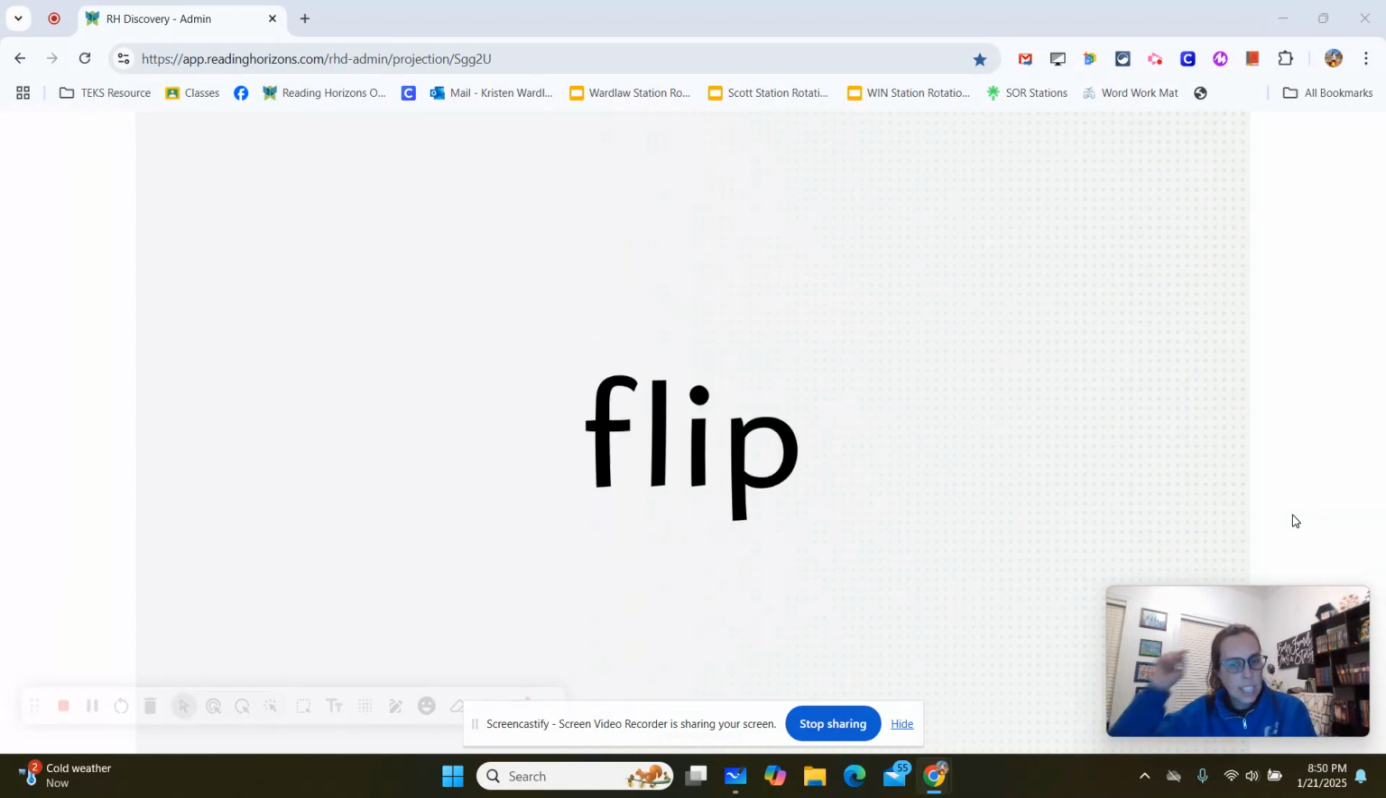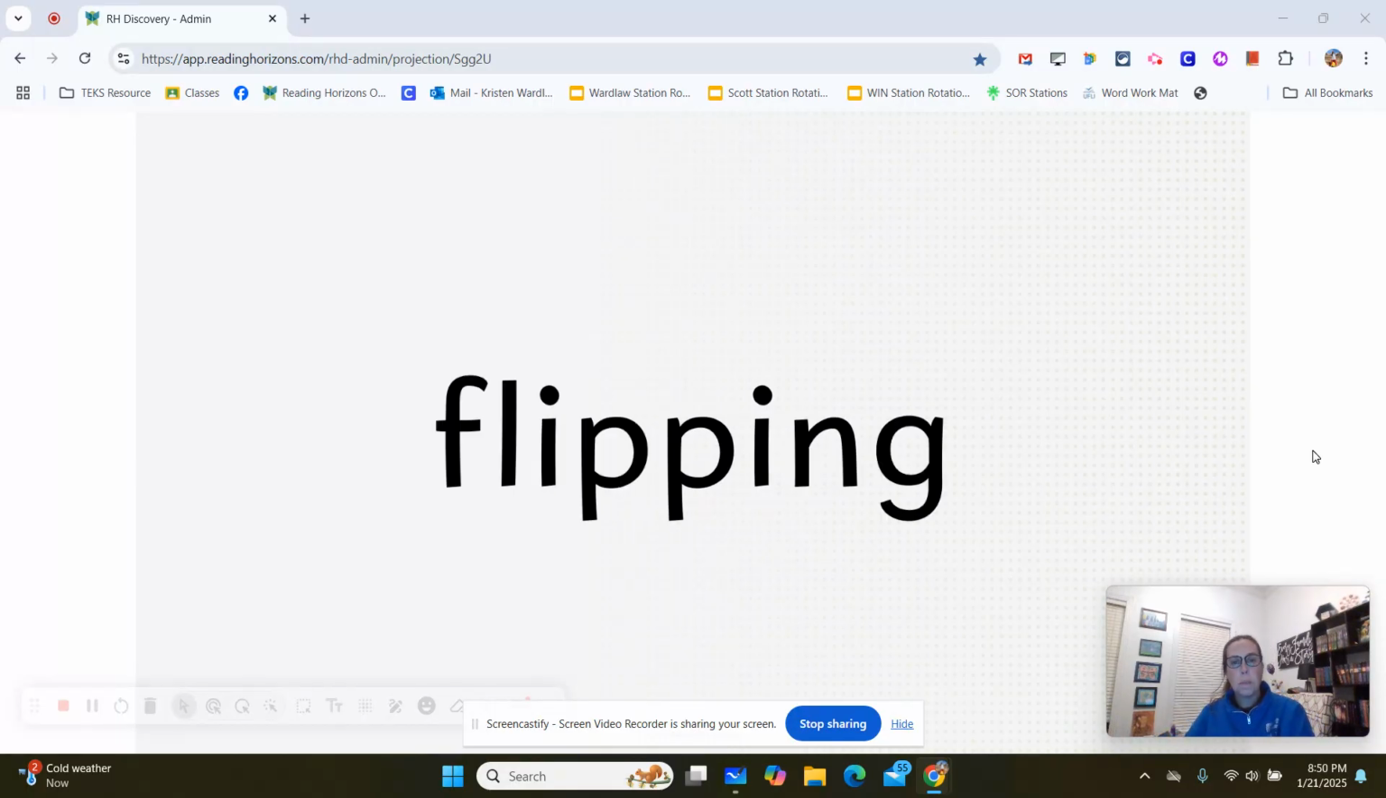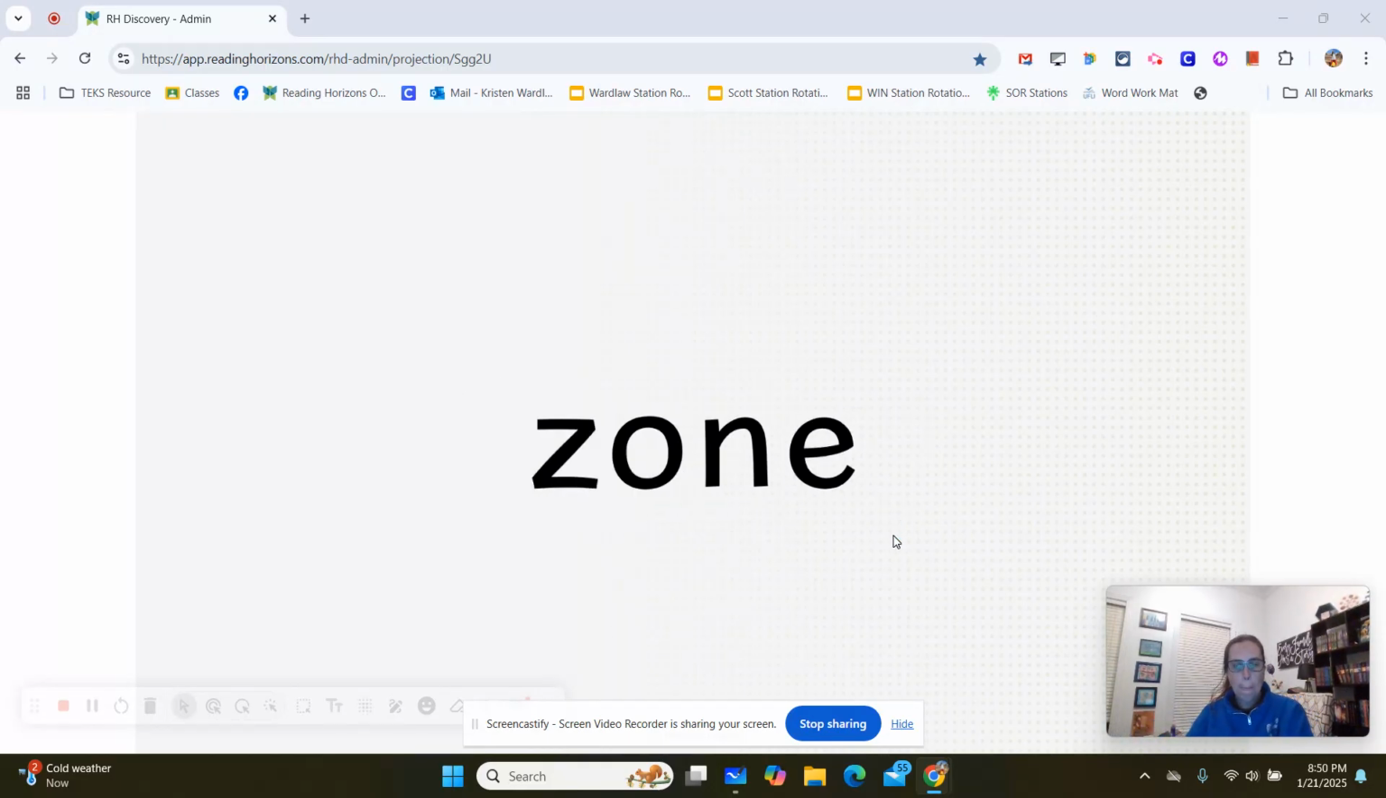Okay. And then this is flip. Now if you remember when we did flip, if it only has one consonant here, then you've got to double the consonant before adding your suffix. So flip is going to turn to flipping, but notice that we added the consonant to make sure there were two.